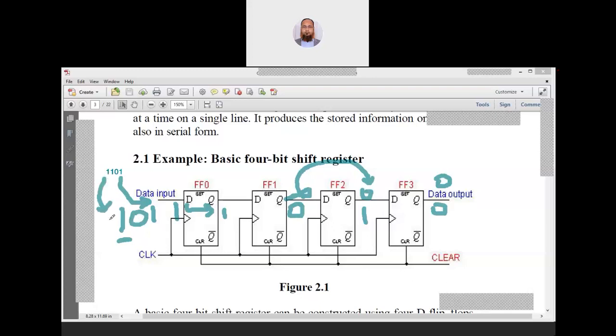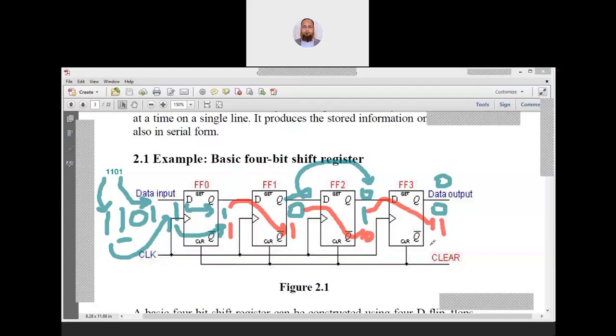Next clock comes, this 1 comes here, again this 1 will appear here. So you can see what is the current state? It is 1 0 1 0. This is the current state. Now the 1 appears here. So what will happen? This 1 will move here. Okay, let me use a different color. So this 1 comes here. This one was here, this one will move here. Here it was 0, so this 0 will move here. Here it was 1 and this 1 will move here. So the current state is 1 1 0 1.